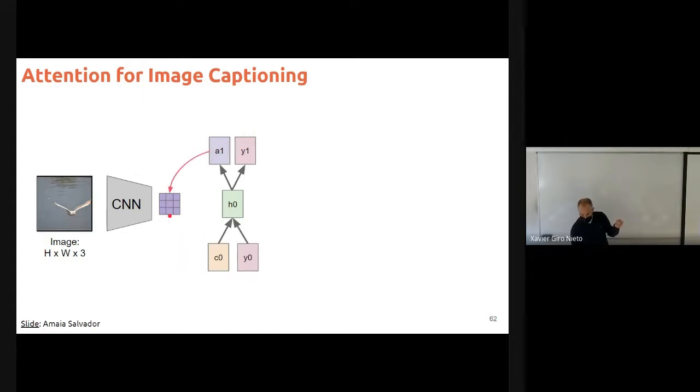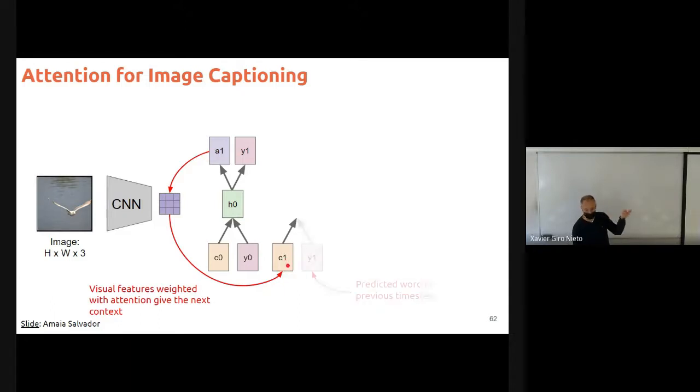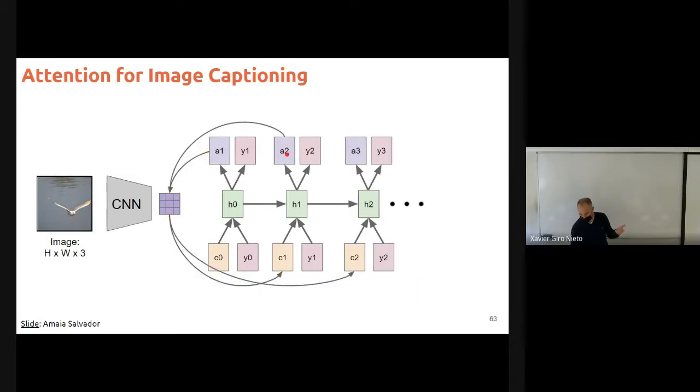With this predicted word, we can predict the attention weight for our pixel embeddings. We weight the pixel embeddings with the attention that we obtain after the start. So now we have the attention weight and a new representation, the context vector, and the context vector will, in the end, help produce a new word. And the new word gives a new attention distribution, and so on. We just keep iterating.